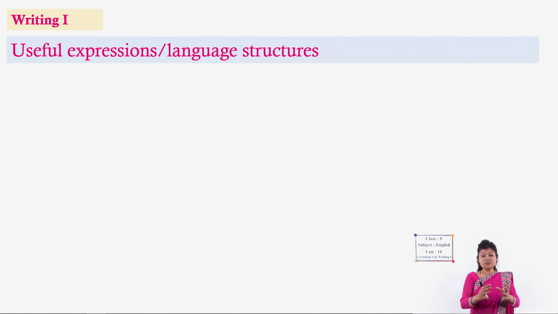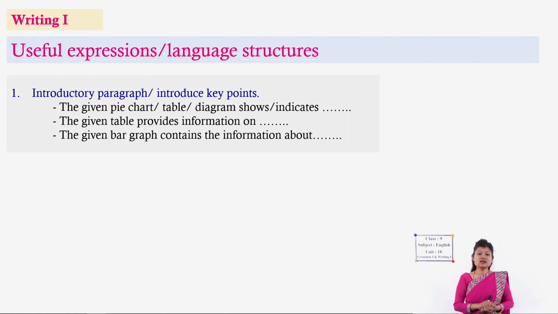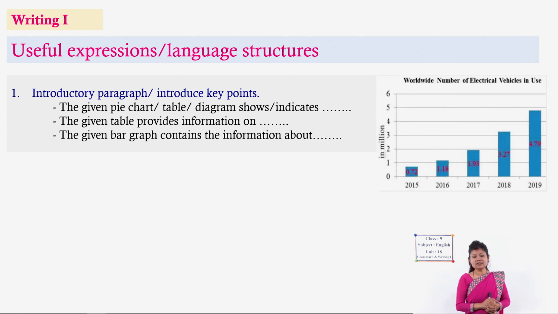Then let us discuss a bit more about some useful expressions and language structures we can use while interpreting chart diagrams. First, it always starts with an introductory paragraph. We have to introduce the chart, the graph. So, in your book this chart is given. What is it about? Can you give the introduction of this bar graph? How do you introduce yourself?